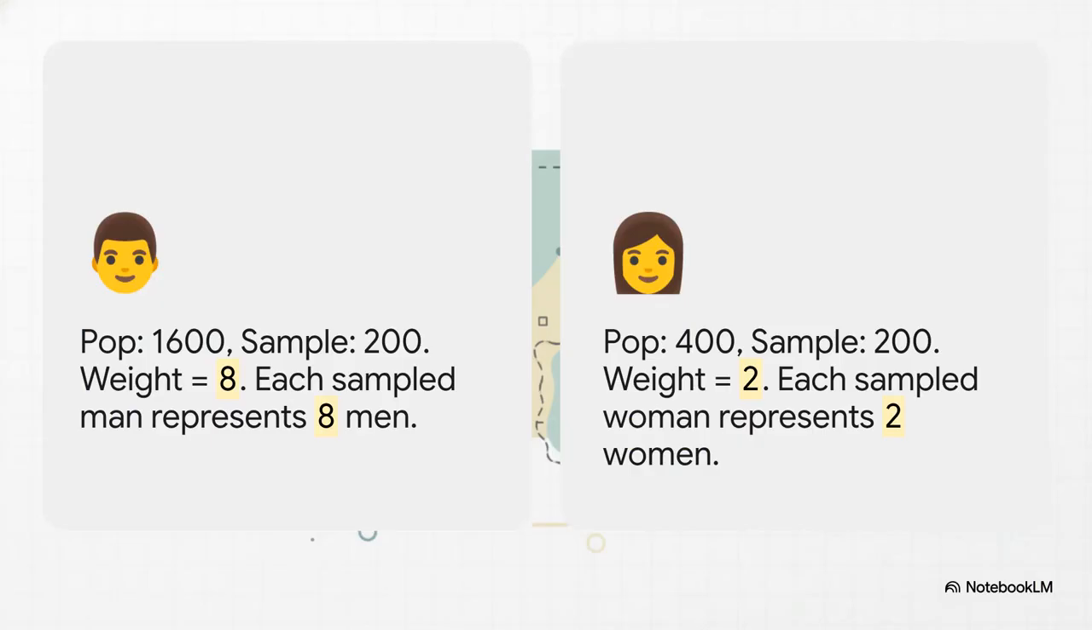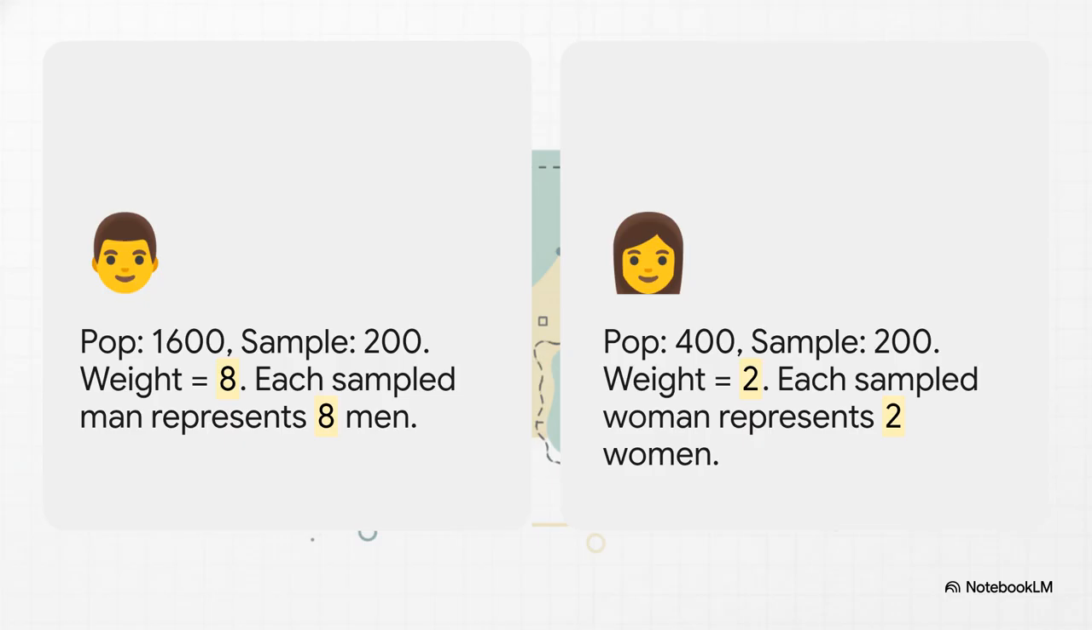This example makes it crystal clear. Let's say our population has 1,600 men and 400 women, and we sample 200 of each. For the men, the weight is 1,600 divided by 200, so it's 8. Every man in our sample represents 8 men in the population. But for women, the weight is 400 divided by 200, which is just 2. Each woman represents only 2 women. Why are they different? Because we intentionally oversampled the women relative to their population size, and these weights perfectly correct for that imbalance.